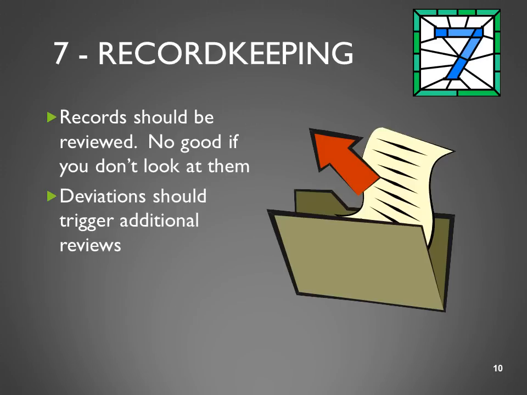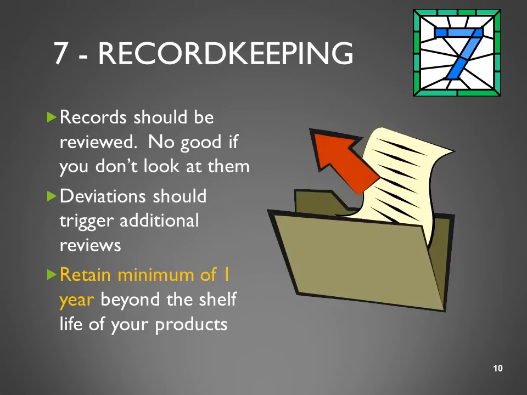Deviation should trigger additional reviews. In other words, if as you're reviewing the record keeping, you see that the temperature logs on the serving line are consistently low, that should trigger you to go back and, a week later you talk to everybody, you do a little training, and then you go back a few days later and see if they have fixed that problem. You should retain your records for a minimum of 1 year beyond the shelf life of the products.